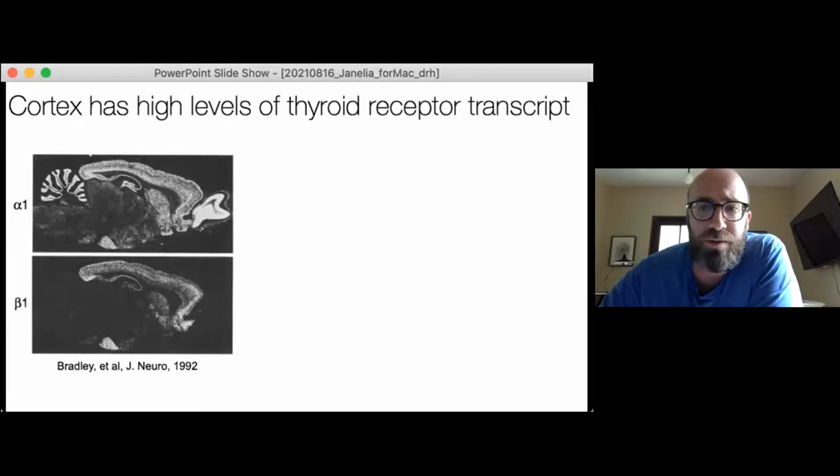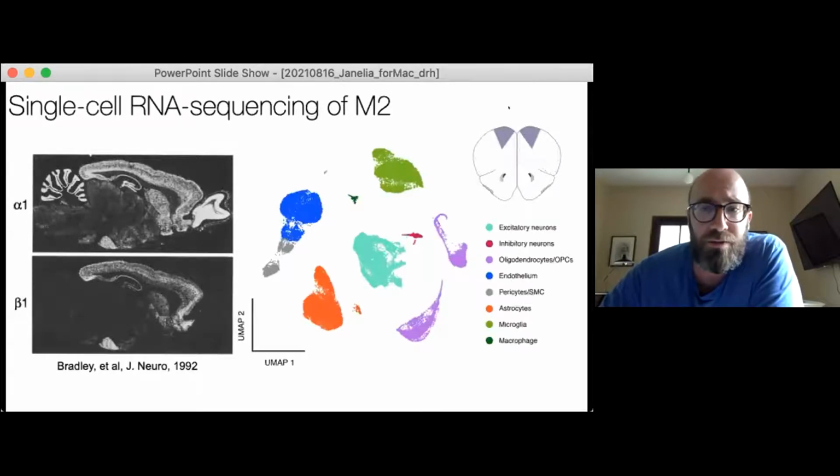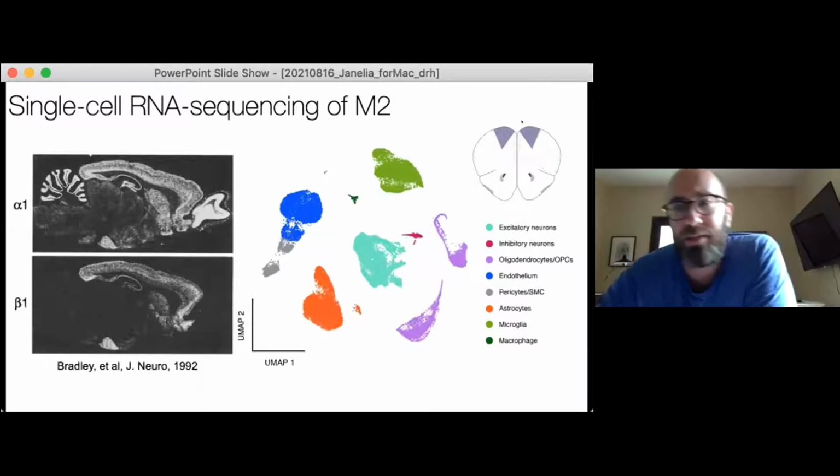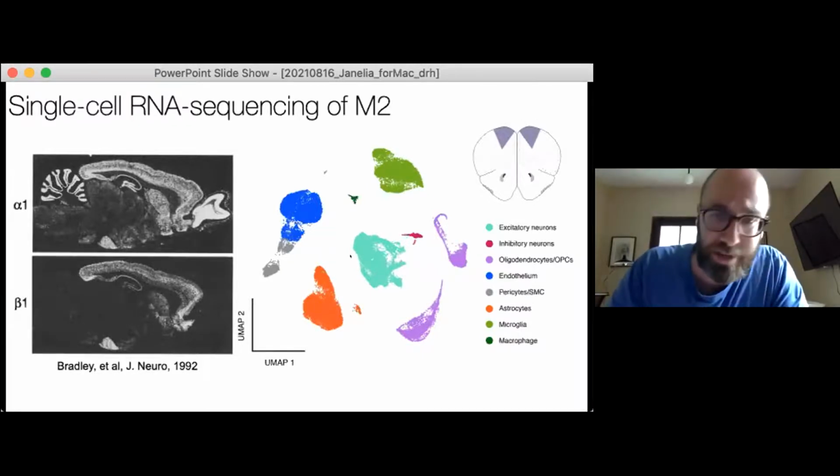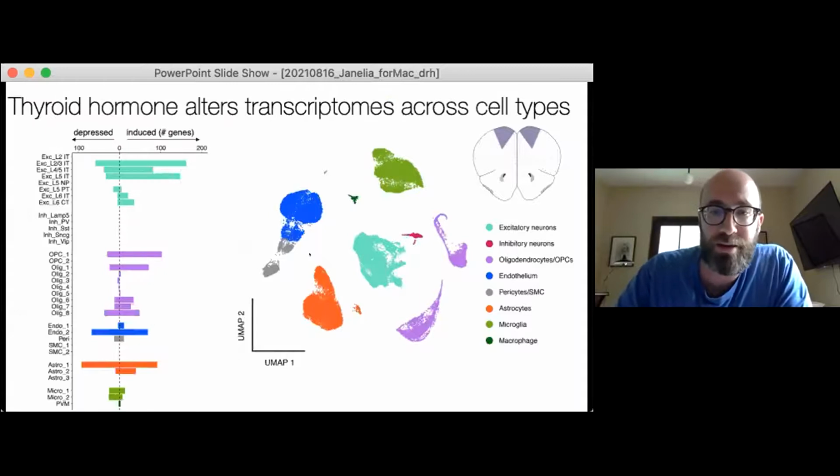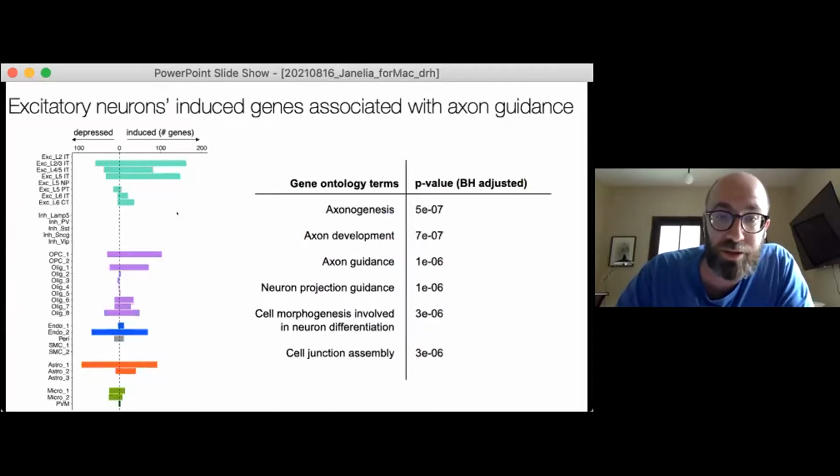So we decided to perform single cell RNA sequencing of a region called secondary motor cortex that's implicated in action selection and planning. When we compared the transcriptional profiles between control and hyperthyroid animals, we found that many cell types listed here on the vertical axis changed their expression of tens to hundreds of genes. As a class, excitatory projection neurons differentially express the most genes. And when we looked at what biological processes are associated with these induced genes, we found a very strong enrichment for genes associated with axon development, genesis, and guidance.